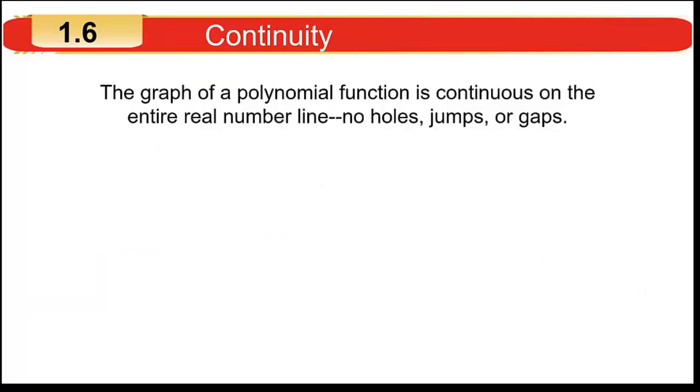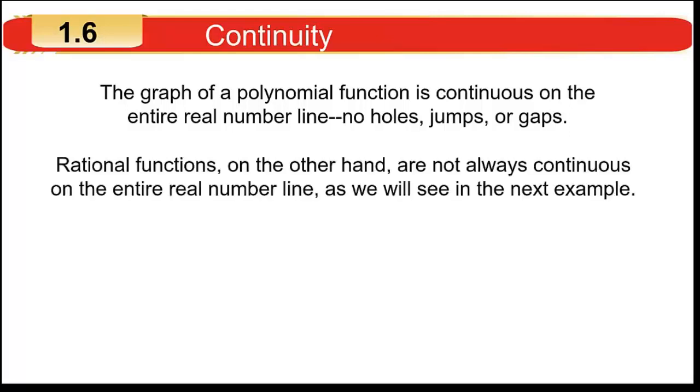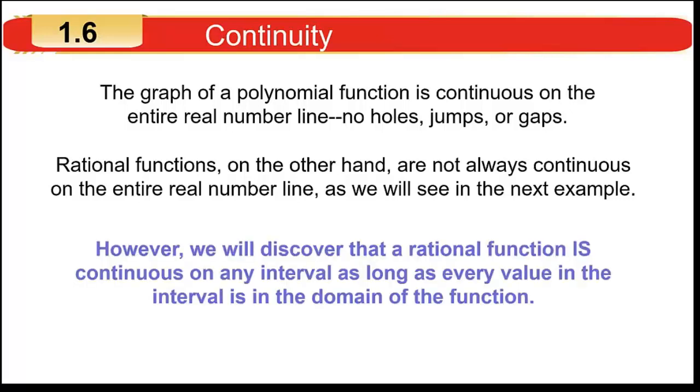Now remember, a polynomial function is continuous everywhere. There will never be a hole or a jump or any kind of gap for polynomial functions. But if you come to rational functions, on the other hand, that's not always the case. A rational function is a ratio of two polynomials. In other words, one polynomial divided by the other polynomial. And those can have values where the function's not defined.